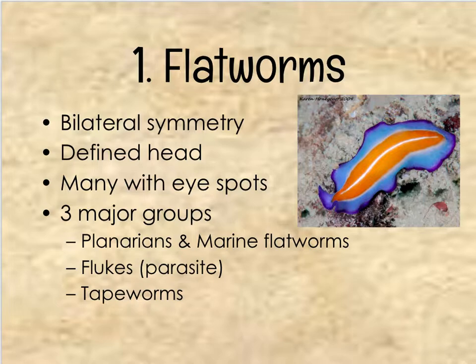One of my favorite ones is a planarian. That's our first little subgroup of flatworms. Planarians look like they're kind of cross-eyed. They're really cute. This is a marine flatworm. This is also grouped with planarians. Then we have flukes, which are parasites and super disgusting, and tapeworms. So let's look at our first subgroup of flatworms, the planaria.